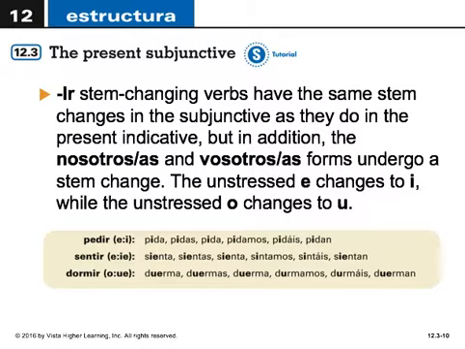IR stem change verbs have the same stem change in the subjunctive as they do in the present indicative. But in addition, the nosotros and vosotros forms undergo a stem change. The stressed e changes to i, while the unstressed o changes to u. Por ejemplo, pedir, pida, pidas, pida, pidamos, pidáis, pidan. Sentir, sienta, sientas, sienta, sintamos, sintáis, sientan. So here's where the difference comes in. And dormir, duerma, duermas, duerma, durmamos, durmáis, duerman.